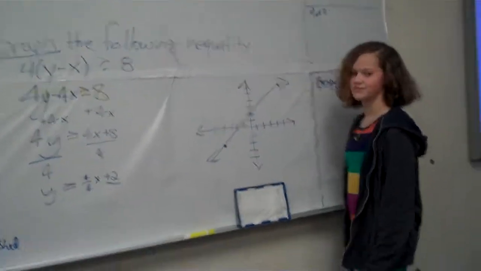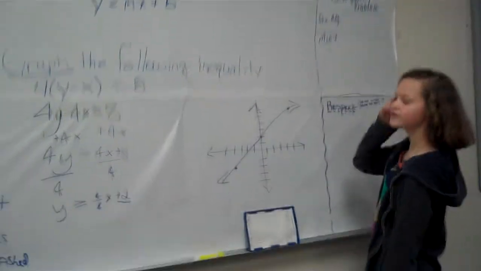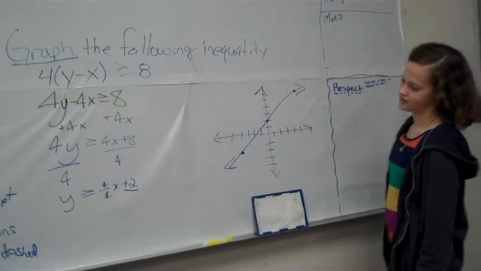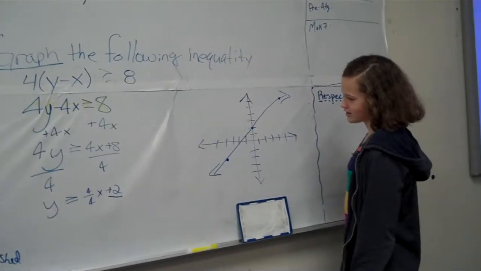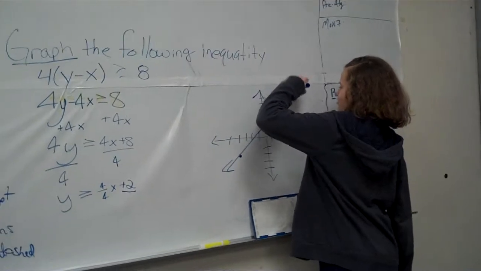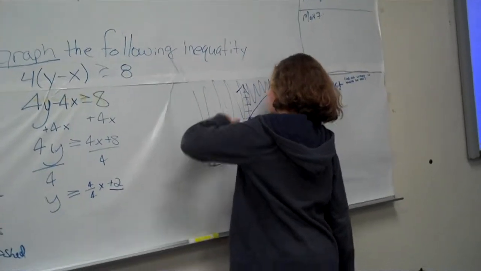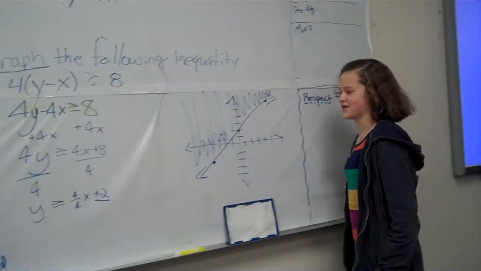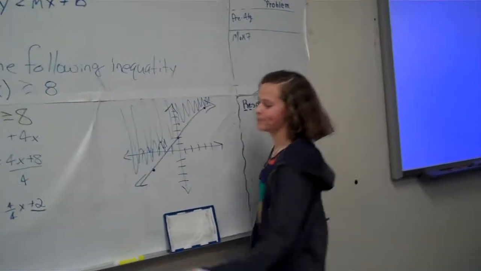Okay, so we just graphed using slope and y-intercept. Right, so now we have to shade in all the solutions. So how do we do that? It's greater than the equation, so. Yeah, that's my amazing shading job. Okay, so you shaded above it because it said greater than or equal to, right?